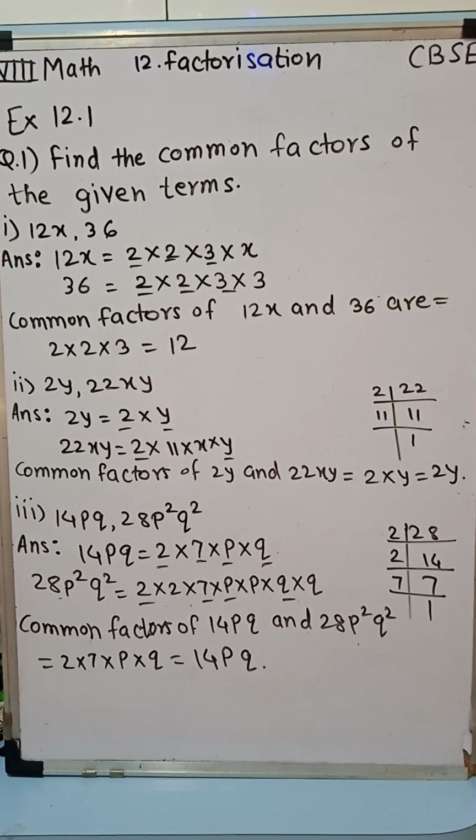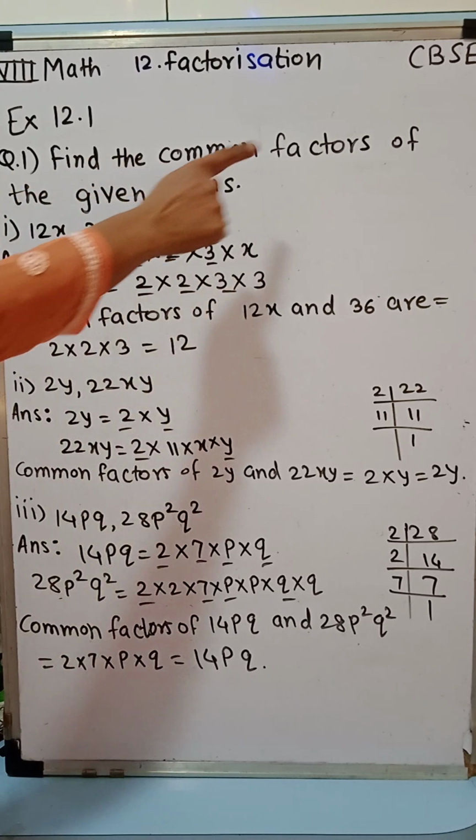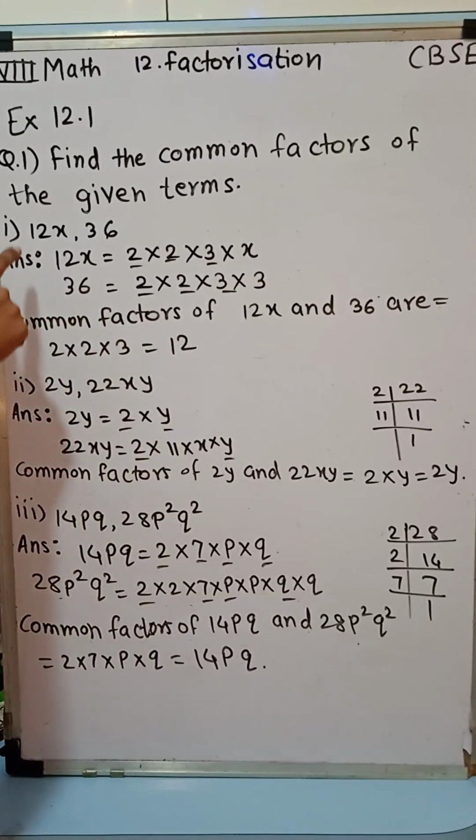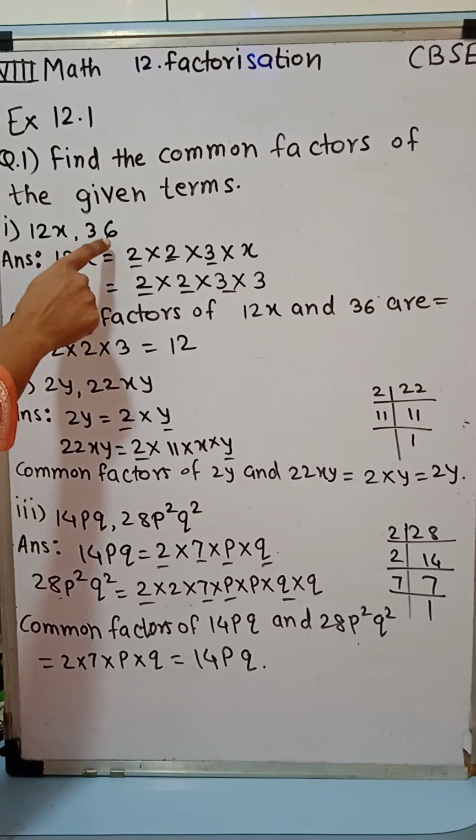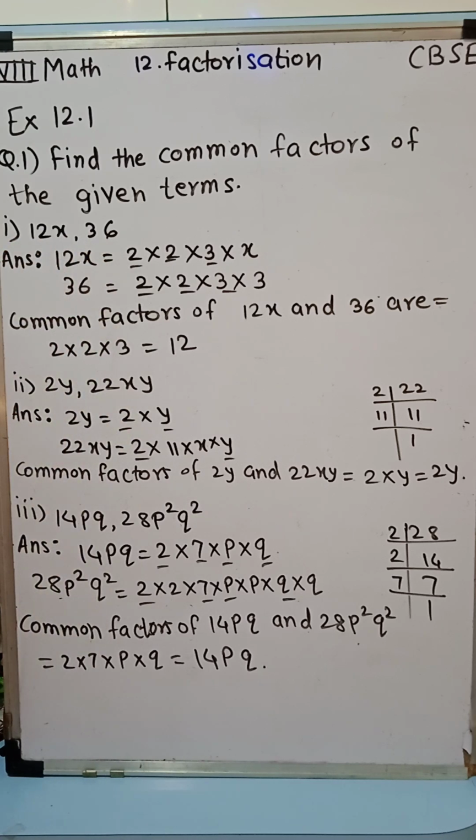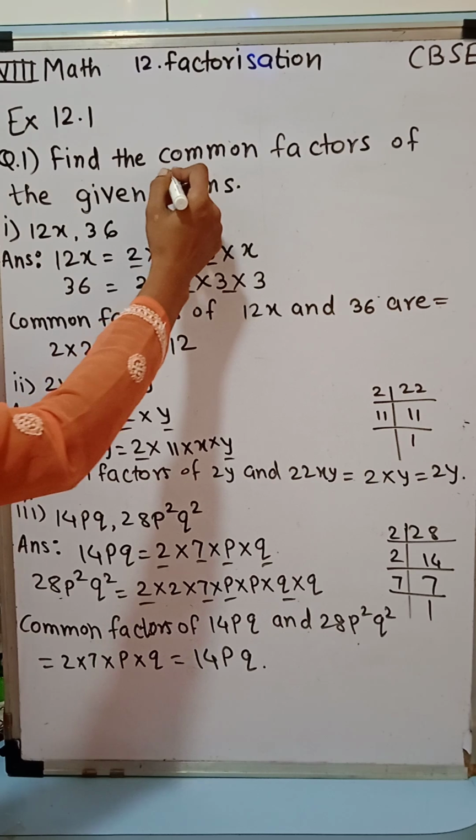We are starting the new section, that is the grade 8 mathematics CBSE chapter number 12, factorization, exercise 12.1, question number 1. We will start with the first question, that is to find the common factors of the given terms. The first example is 12x and 36. Here we need to find out the common factors.